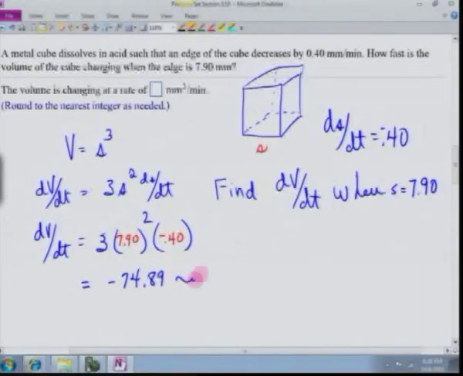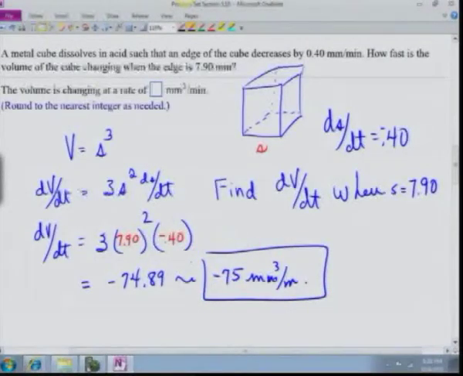But wouldn't it be positive, because you don't have a negative volume? This is a rate. The volume is not negative. The rate that it's changing, it's decreasing, because as that side melts with the acid, the volume has to decrease. So it's the rate at which it's doing that. It's a negative 75, and it has the unit there, millimeters cubed per minute.